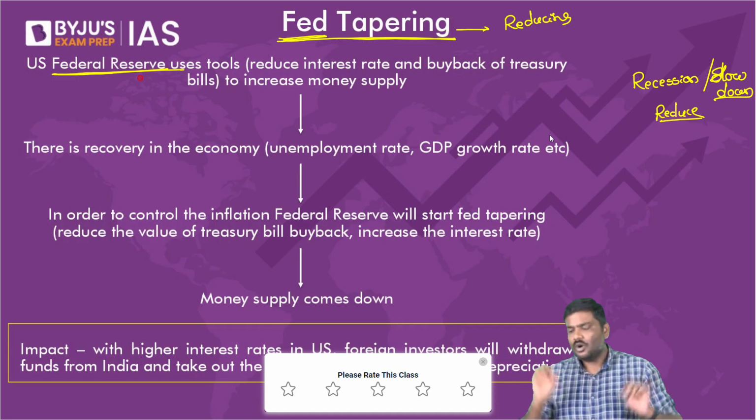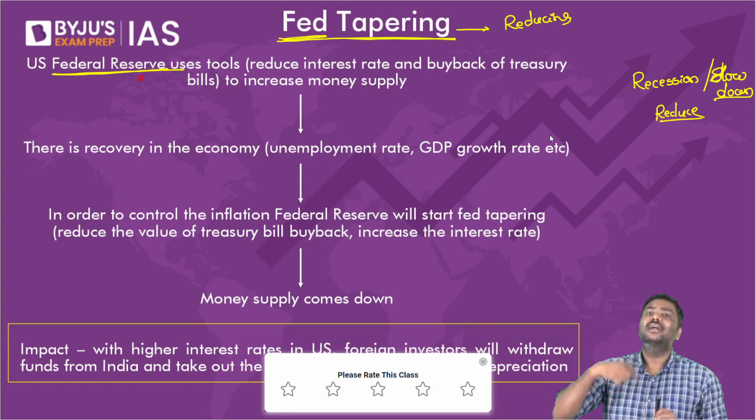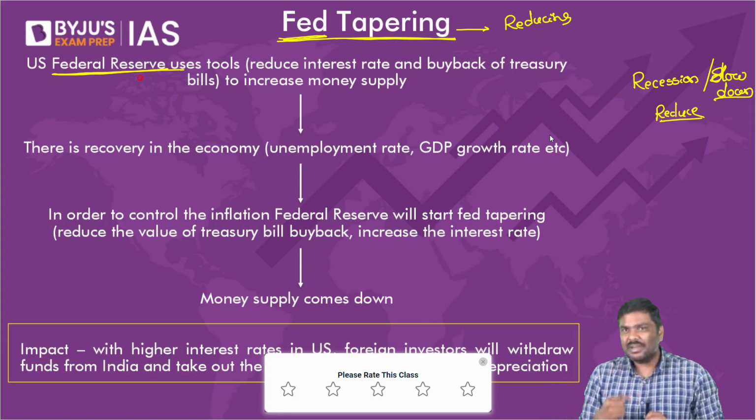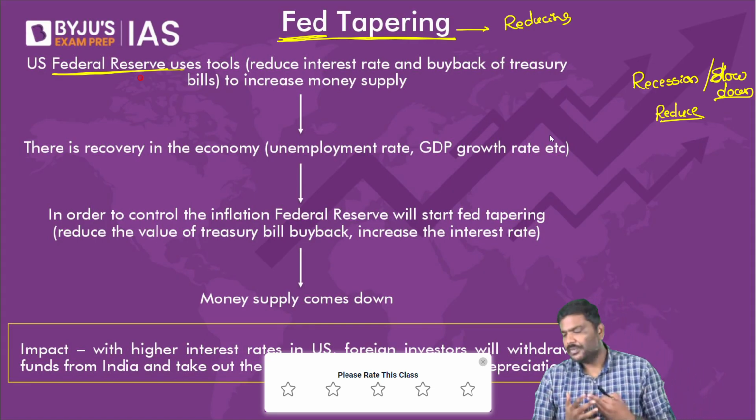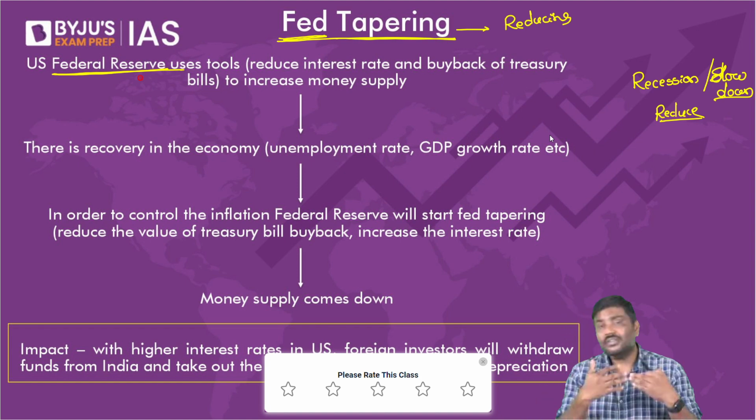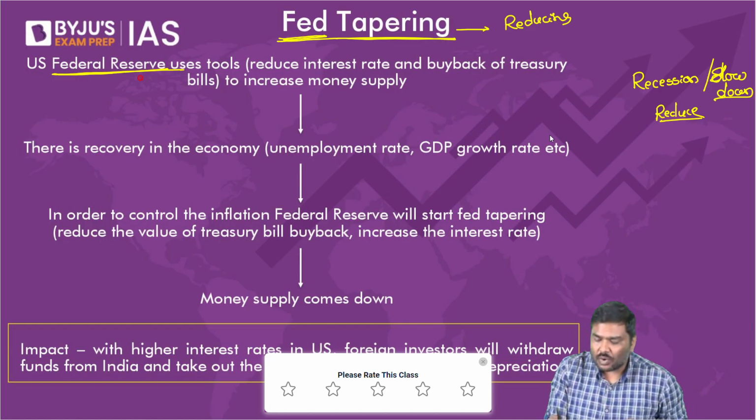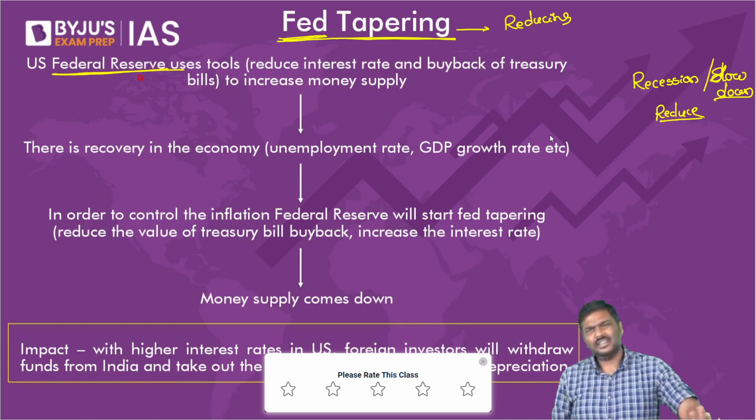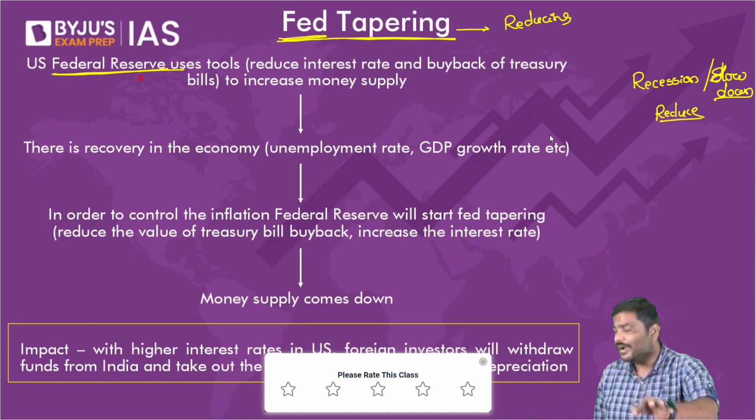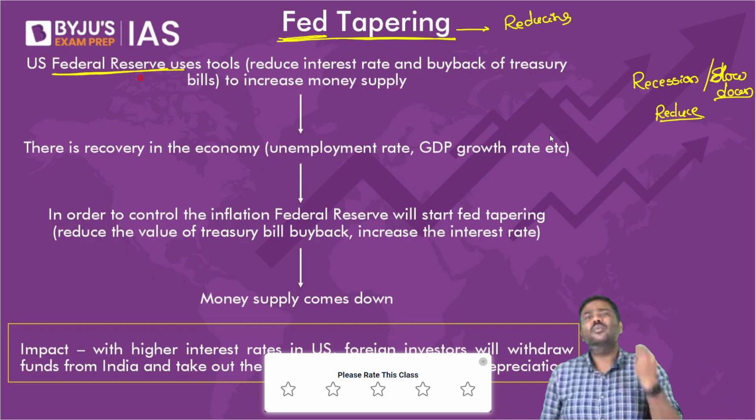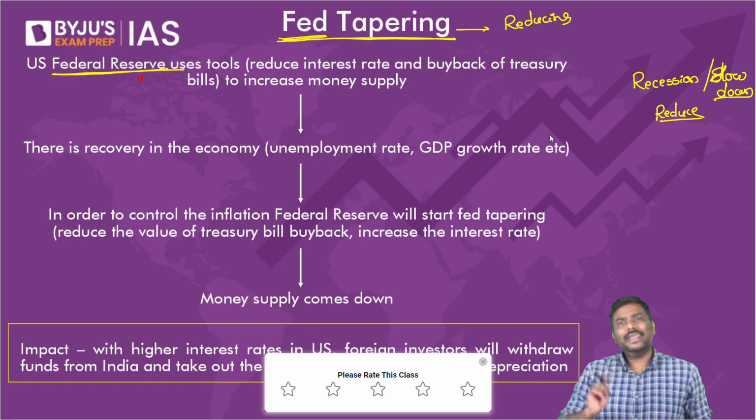In order to control inflation, the Federal Reserve will start reducing money supply. Very simple. Now, can I say, if they are reducing money supply, it is opposite to quantitative easing? Let me know. And the term they use for reducing money supply is called federal tapering policy.